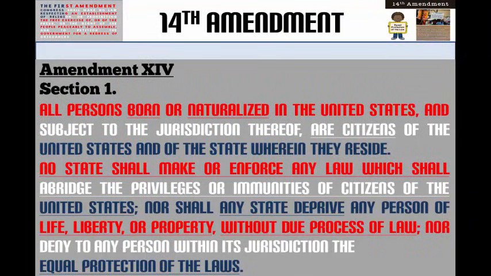So read along with me and try to recognize what is stated in the 14th Amendment, which says that, quote, all persons born or naturalized in the United States and subject to the jurisdiction thereof are citizens of the United States and of the state wherein they reside. No state shall make or enforce any law which shall abridge the privileges or immunities of citizens of the United States, nor shall any state deprive any person of life, liberty, or property without due process of law, nor deny to any person within its jurisdiction the equal protection of the laws.